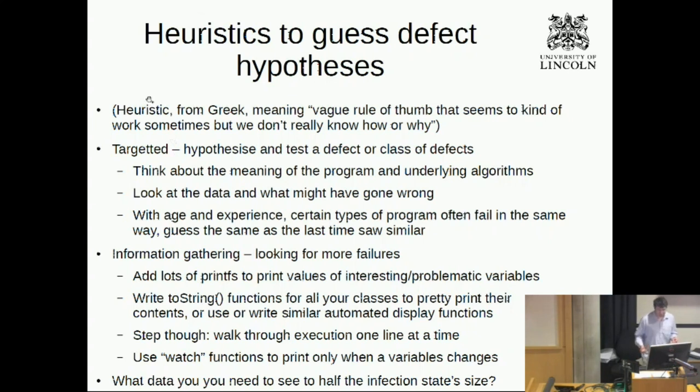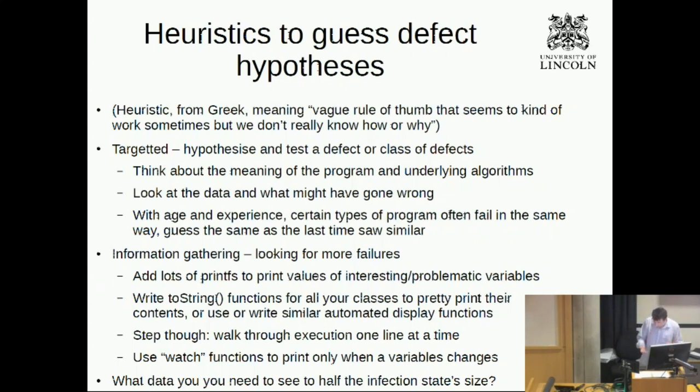Heuristic is a Greek word. It means vague rule of thumb that seems to kind of work sometimes, but we don't really know how or why. So there are approaches for guessing hypotheses that help us create these experiments. I've divided them roughly into two types. There are targeted hypotheses. This is where you guess a particular defect or something very close to the defect. You're going to say, I really think the world is in this particular way, and I'm going to go out and test, is that true or false? Versus information gathering experiments. This is where I say, I don't really know what the cause is, I'm just going to try and bisect the state space into two by doing some more general experiment.